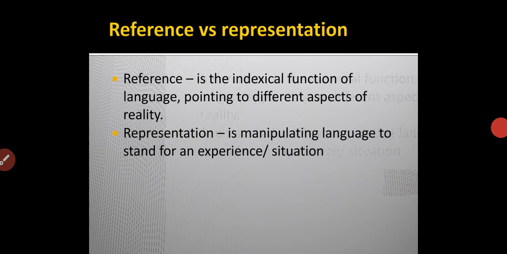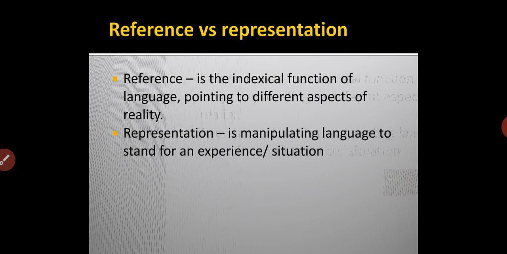What is reference and what is representation? There is a tiny detail of difference between reference and representation. When we speak of reference, it is the indexical function of language pointing to different aspects of reality. So reference would simply mean that you are alluding to something else, you are referring to something else. It acts as an index, like an index tells you which chapter is on what page. It directs you, it shows you the way. So that's what referencing does. It alludes to something elsewhere, different aspects of reality.